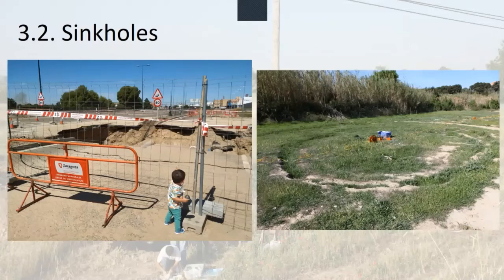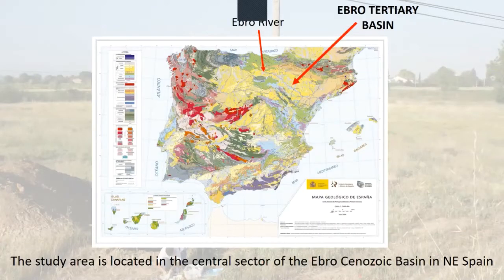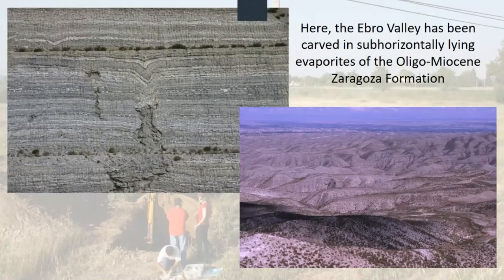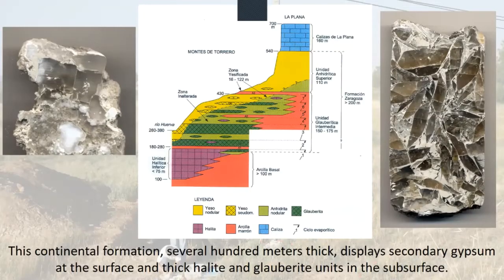In the following slides, I show some examples in which we have applied the trenching technique to evaluate sagging and collapse sinkholes located in urbanizable areas of Zaragoza city. The study area is located in the central sector of the Ebro Cenozoic basin. Here, the Ebro Valley has been excavated in the subhorizontal lagging evaporites of the Oligocene Zaragoza Formation. This continental formation, several hundred meters thick, displays secondary gypsum at the surface and thick halite and glauberite units in the subsurface.